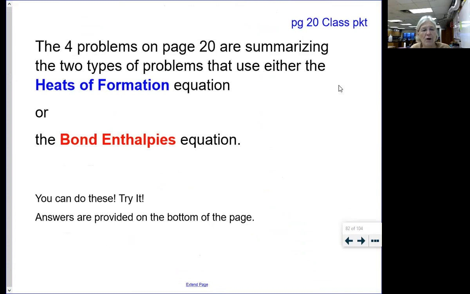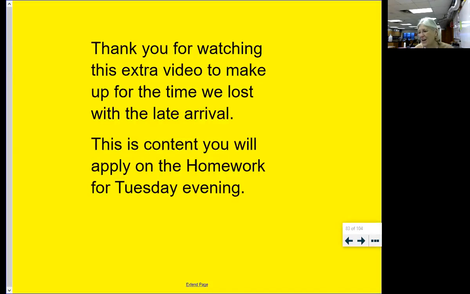On page 20, there are 4 problems that summarize 2 problems on heats of formation, 2 problems on bond enthalpies. Try it. You'll like it. And then check your answers on Schoology and let me know how I can help.